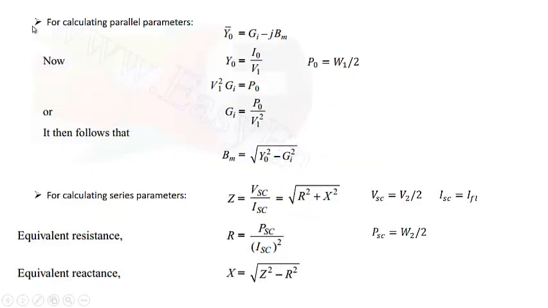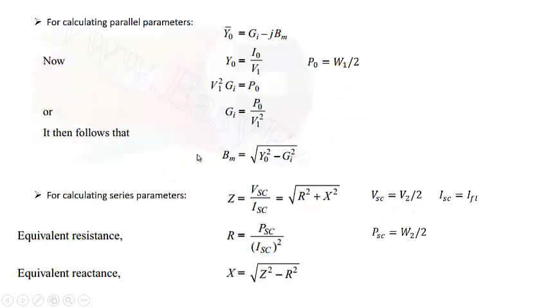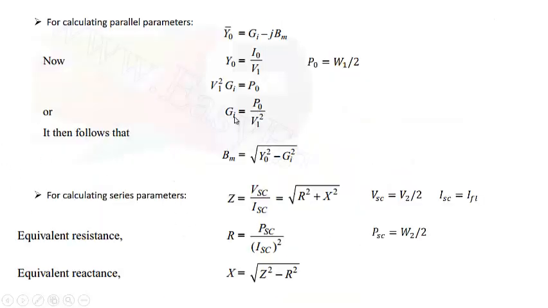So, calculating the parallel parameters, Y naught is equal to Gi minus jBm. Y naught is equal to I naught by V1, while I naught will be half of the current measured by this ammeter, so you need to take care of that. So this will be similar: V1 square Gi will be equal to P naught, where P naught is equal to W1 by 2, that is measured by this wattmeter. Then Gi is equal to P naught by V1 square, and Bm is equal to root of Y naught square minus Gi square.